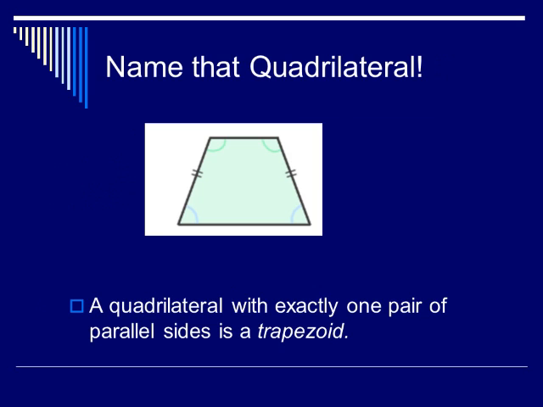Now we want to talk about the last quadrilateral. In this quadrilateral, we can see we have exactly one pair of parallel sides, and it's formed from four sides. So this quadrilateral has a special name. We can call this quadrilateral a trapezoid. So a trapezoid is a quadrilateral with exactly one pair of parallel sides.